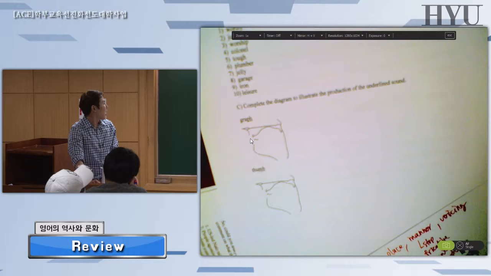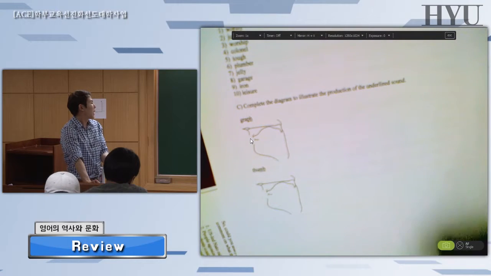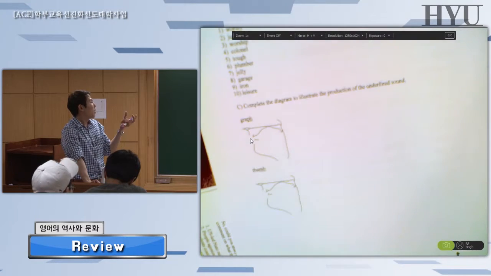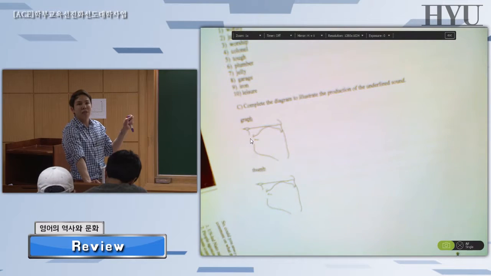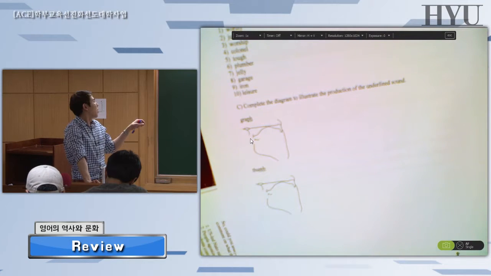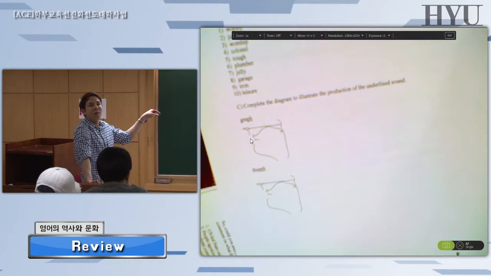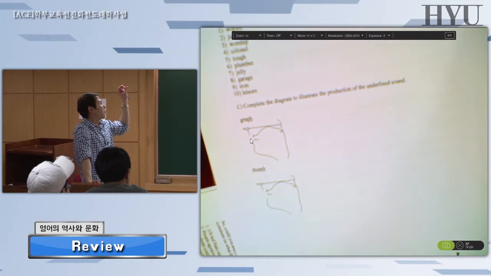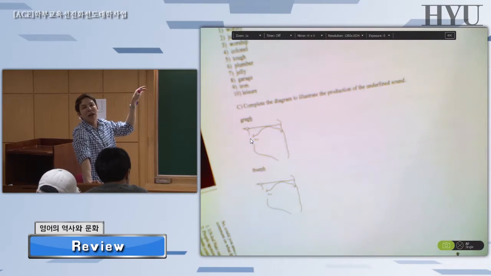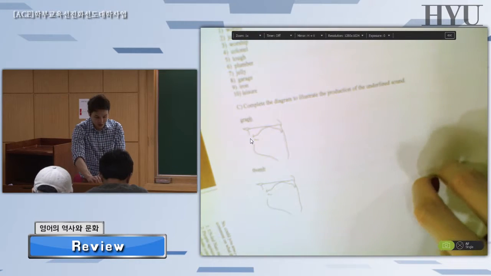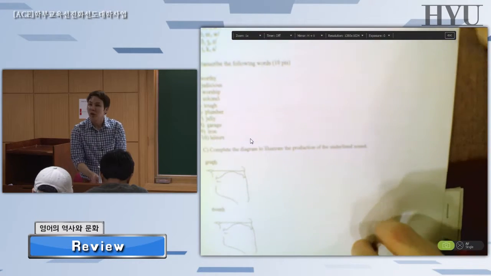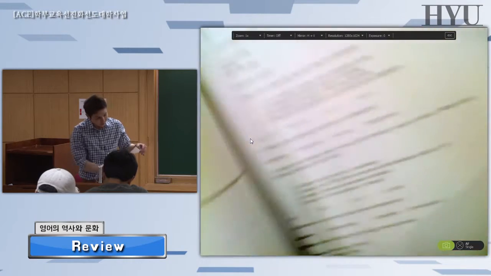And the third part, I'll give you some incomplete diagrams, and you have to complete the diagrams, right, by indicating the place of articulation for certain sounds. So you should be able to complete the diagram by drawing the contact point between the tongue and other organs in the mouth, like that. So that's the third part, okay? And we did this in the homework, so you should have no problem.